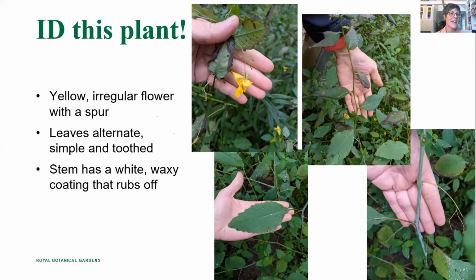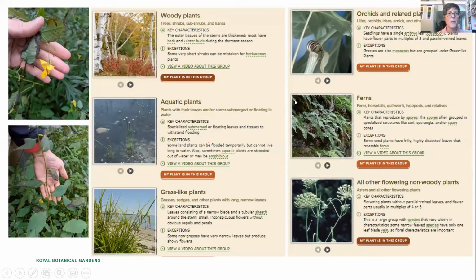So this plant has a yellow flower, which has an irregular shape. We'll get to that shortly. It has a spur. The spur is this bit, sticks out the back. The leaves are arranged in an alternate pattern along the stem. And they are simple, and they have teeth on their margins. And another character that I thought was really cool is if you look at the stem of the plant, it's covered in this white waxy substance that if you rub it with your finger, it rubs off. So with those characters, let's see where we go.